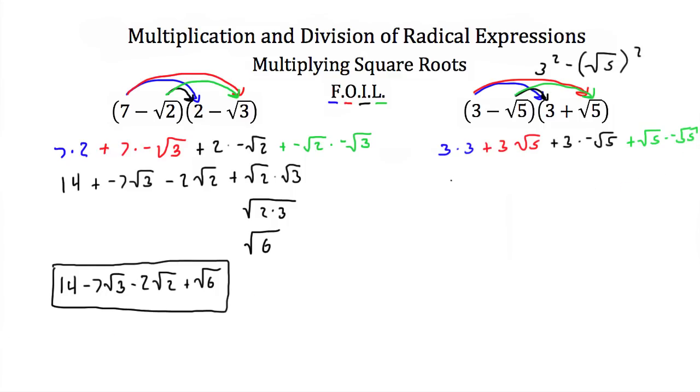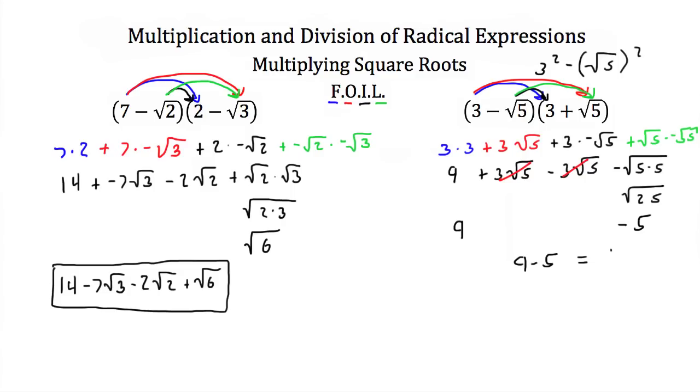3 times 3 is 9. 3 times the square root of 5 I can't do much with. 3 times the negative square root of 5 is minus 3 square roots of 5. And the negative square root of 5 times the square root of 5, well, I can think of that as minus the square root of 5 times 5. The square root of 5 times 5, well, 5 times 5 is 25, so this is the square root of 25. And the square root of 25 is just 5. So we have 9, now, plus 3 square roots of 5 minus 3 square roots of 5. Those are going to cancel. So we're left with just 9 minus 5.